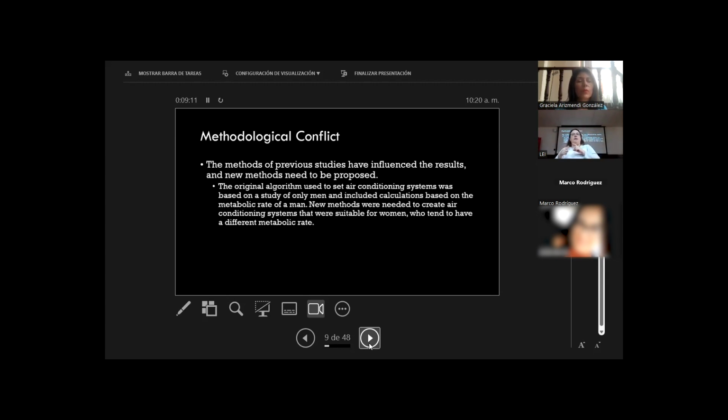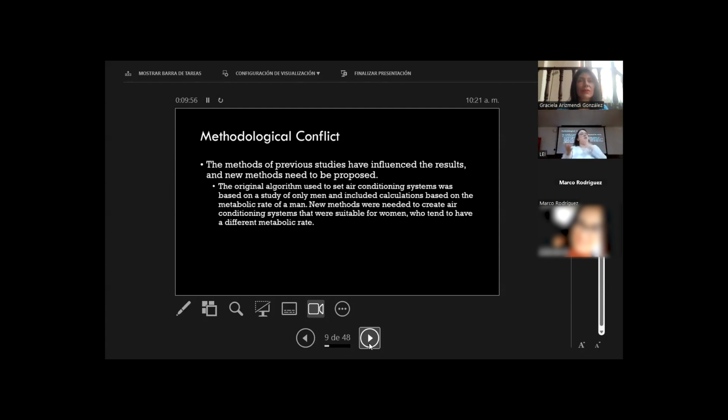So the methods of previous studies have influenced the results and new methods need to be proposed. So this is a true story. Whenever they're figuring out systems, air con, and what temperature it should be set at, the original study that proposed an algorithm for figuring this out was based on a study of only one man. And it included calculations based upon the metabolic rate of one man. Right. This is why often whenever women go into places with air con, we're very cold. It's because our metabolic rate is different. But the scientists that set those thermostats only based it on one man.